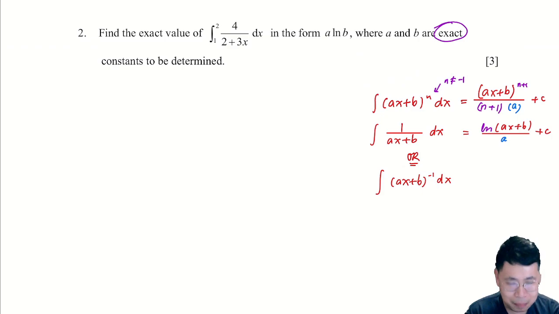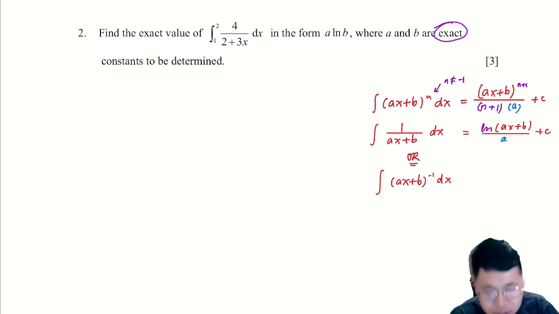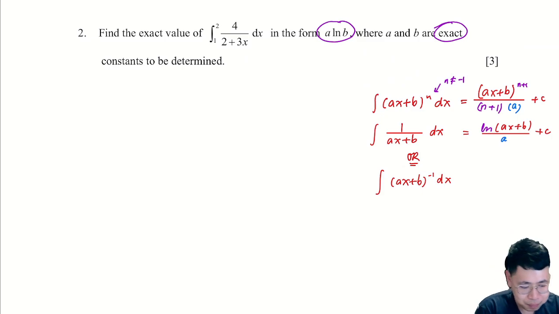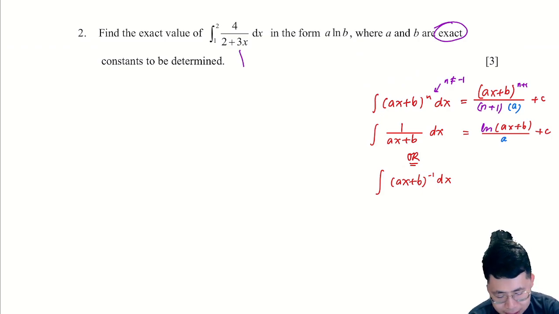Okay, but of course, if there's no mention of any exact constants, or if they don't need it in a certain form, they just say evaluate this, and then it's just 1 mark, then of course we can use our calculator to evaluate. Okay, now the next thing to take note of is, how do we integrate this one over here?